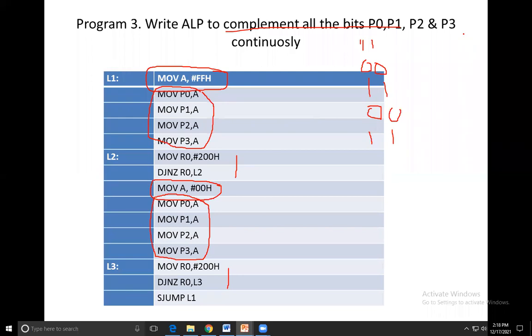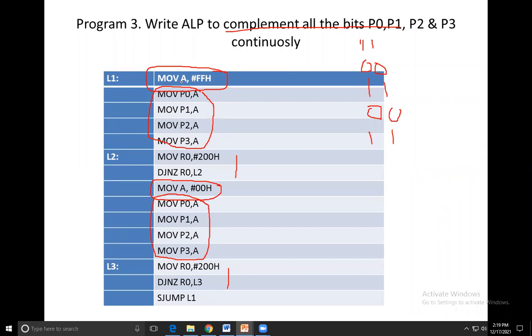See the first line. Here first I am taking all ones into the accumulator A. That A, with all ones, is transferred to each and every port. So A is transferred to P0, A is transferred to P1, A is transferred to P2, and A is transferred to P3. So all the port lines contain the value 1. All 8 lines contain the value 1, so the value in each port is 1.